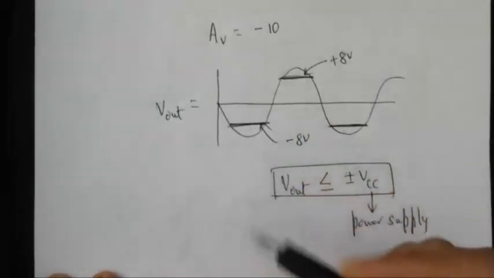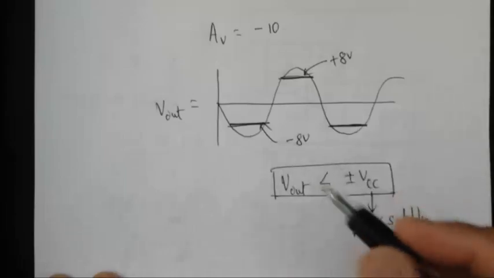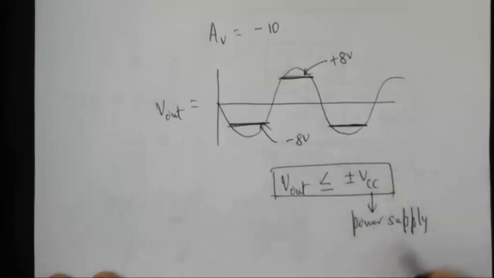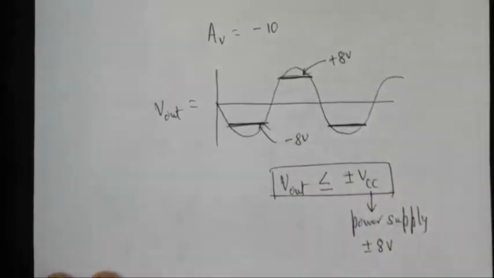It will be like a clipper circuit, okay, because the output can't be greater than the power supply voltage. Since the power supply voltage you are applying here is 8 volts, it can't go beyond that. It will be clipped at plus and minus 8 volts. Alright, so that's what you need to know.